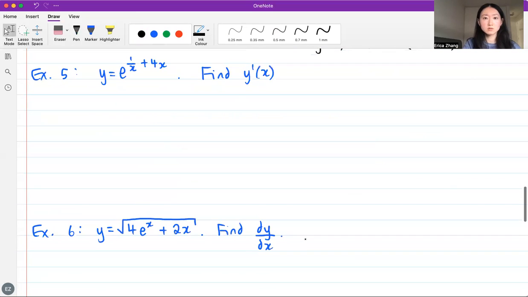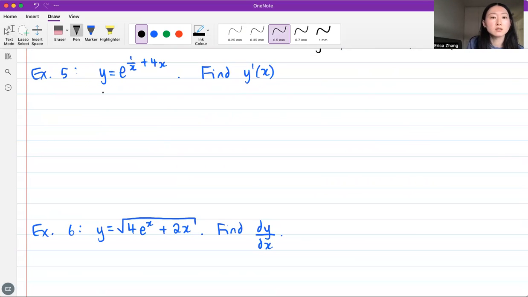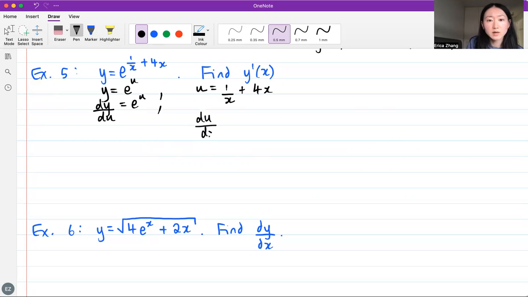Okay, next example. Okay, this time let's use Leibniz notation because I think it's clearer. So y is equal to e to the power of u. U is equal to 1 over x plus 4x. dy du is e to the u. du dx is, so 1 over x is equal to x to the power of -1, right? So power rule, -1 comes down, x to the power of -1 minus 1, which is -2. Okay, and then derivative of 4x is 4.